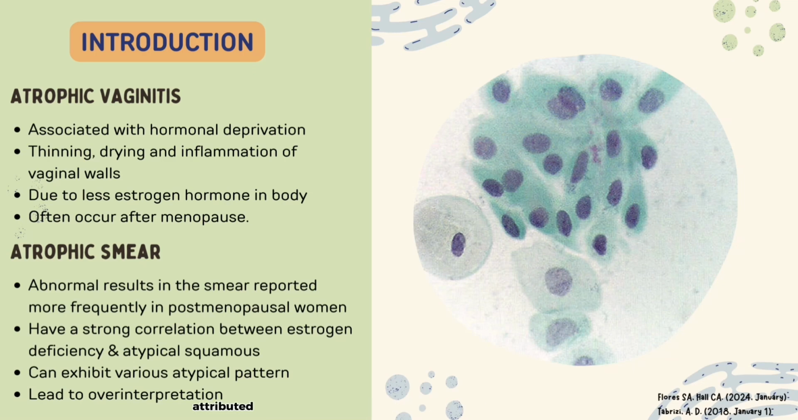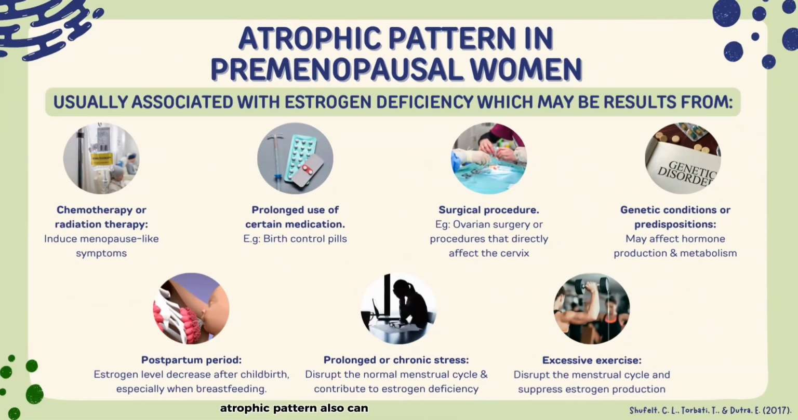The researcher attributed this to the strong correlation between estrogen deficiency and atypical squamous. And the researcher also concluded that estrogen therapy can revert the atypical squamous back to normal. Since atrophic cervicovaginal smear can exhibit various atypical patterns, they can easily mislead to overinterpretation and overdiagnosis of squamous atypia or even carcinoma. Atrophic pattern also can be seen in premenopausal women's pap smear.